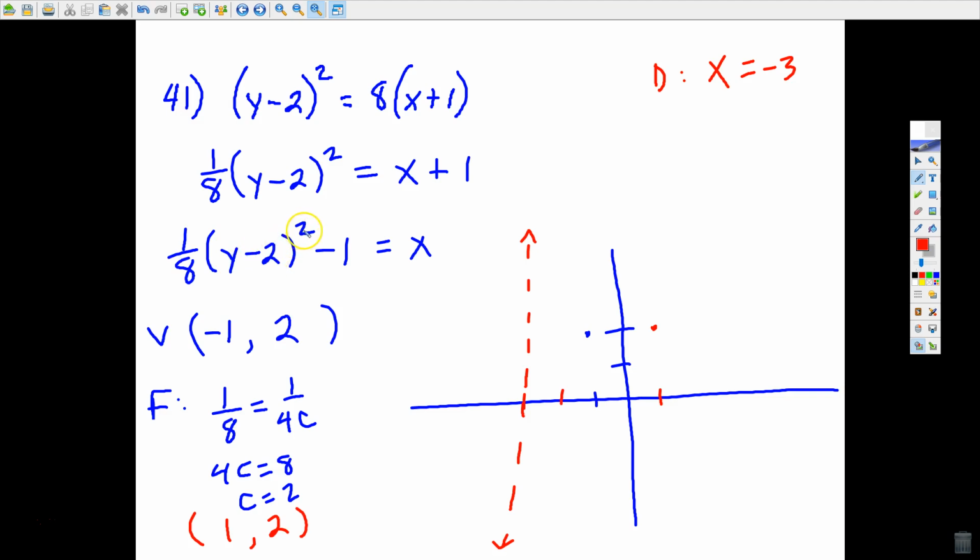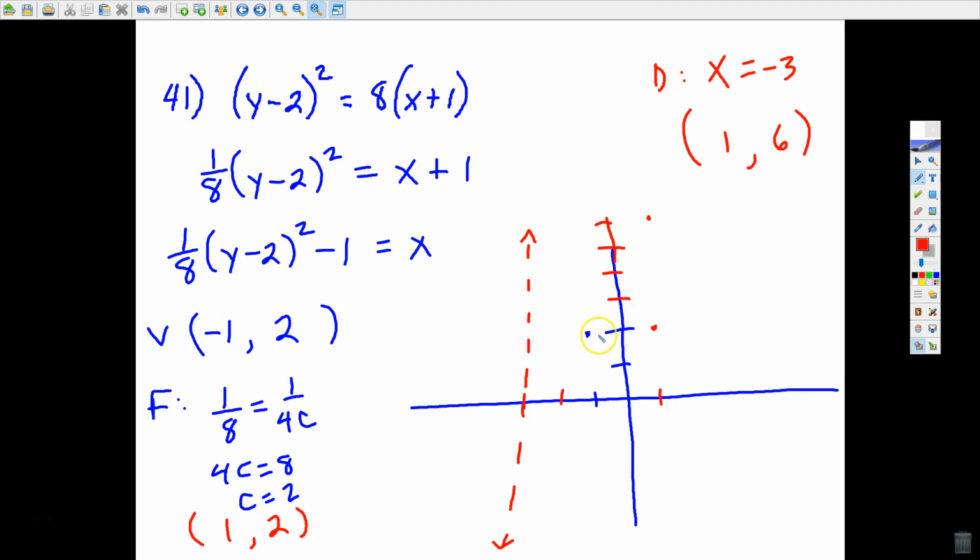4 squared is 16. 16 times 1/8. 16 divided by 8 is 2. 2 minus 1 is 1. So when we input 6 for y, we got an output of 1 for x. So the point 1, 6 should be on the graph. And again, you're using graph paper. Yours will be a lot neater than mine. 1, 6, which is here.